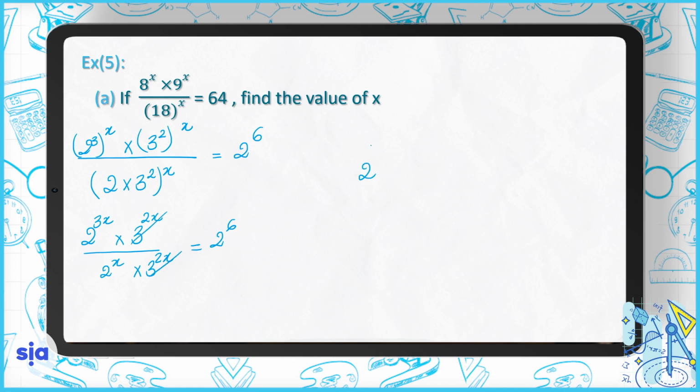So 2 to the power of 3x minus x is equal to 2 to the power of 6. So 2 to the power of 2x equals 2 power 6. If the base is equal to the base, then the power is equal to the power. So x is equal to 3.